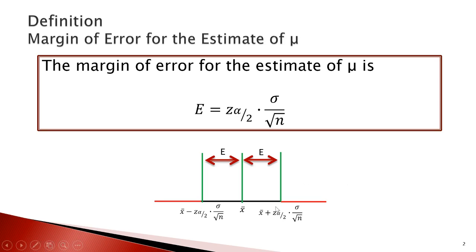The value on the right hand side is the upper bound of the confidence interval. The value on the left hand side is the lower bound of the confidence interval, and the value on the right hand side is the upper bound. So the margin of error is equal to half the length of the confidence interval. The length of this confidence interval is 2E. So the margin of error is equal to half of the length of the confidence interval.